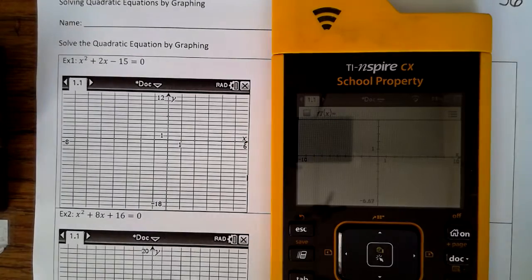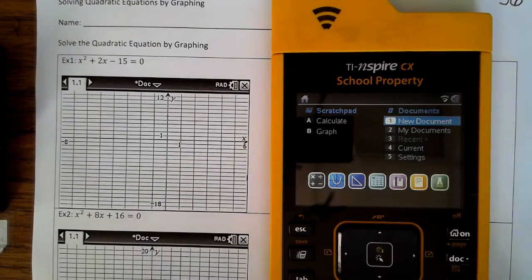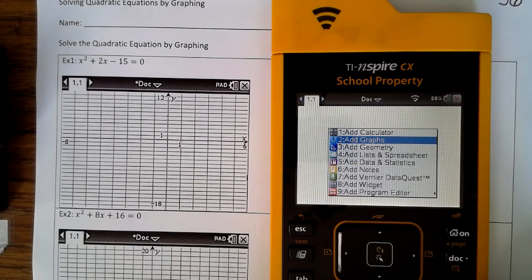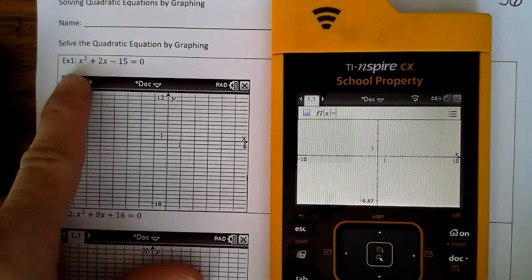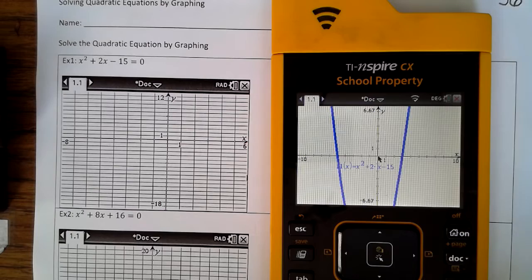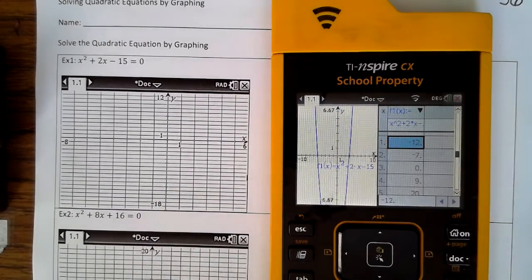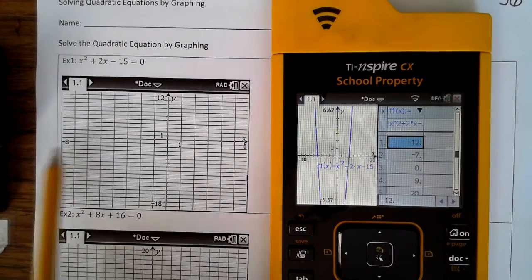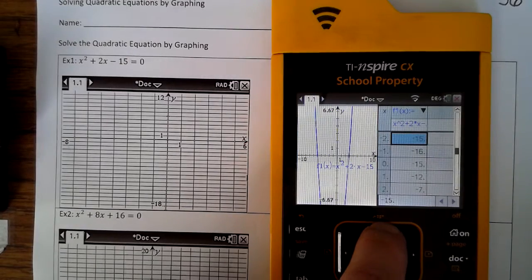Okay, so you're going to go to On, New Document, No, Add Graph. And then you're going to graph the left side, so x squared plus 2x minus 15. Press Enter. Press Control T, and then you're going to graph the points using the table. Now, find the points. You see how on the left side it goes to -8? So on our table, we're going to go all the way to -8.